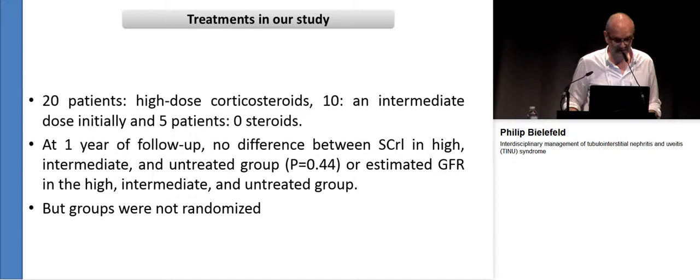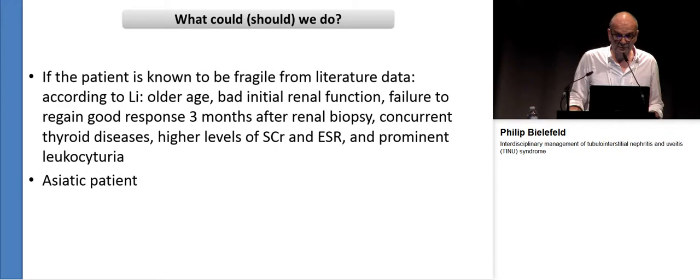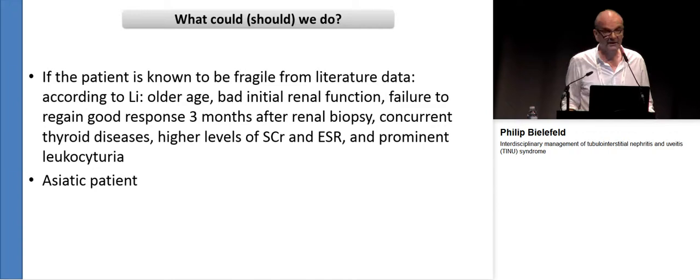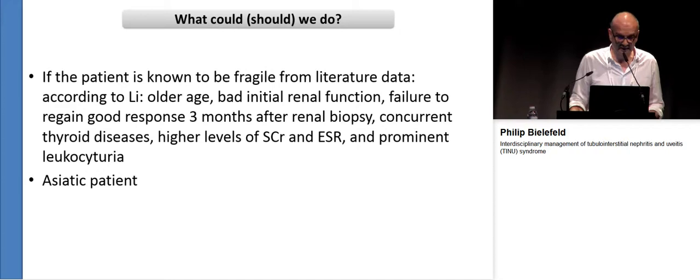So, at the end, what could we do, what should we do with TINU syndrome? Of course, use cortisone. But if the patient is known to be fragile, if we use literature data, if you use Lee's data, if he's older, if he has bad initial renal function, if he has failure to regain good renal function 3 months after biopsy, if there is concurrent thyroid disease and prominent leukocyturia, if there are higher levels at the beginning of serum creatinine or inflammation syndrome, elevated sedimentation rate. By the way, in our study, we did not find the same value of thyroid diseases and prominent leukocyturia. We saw that it did not modify the end renal function, but it did in Lee's study.